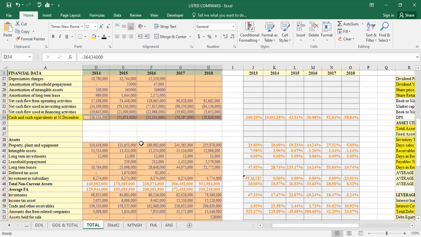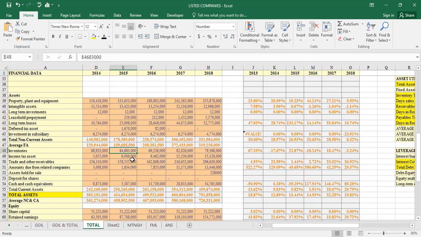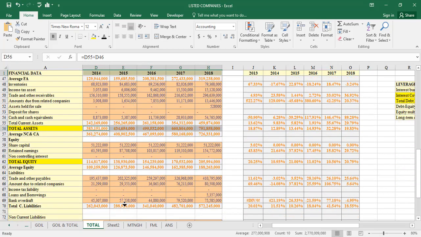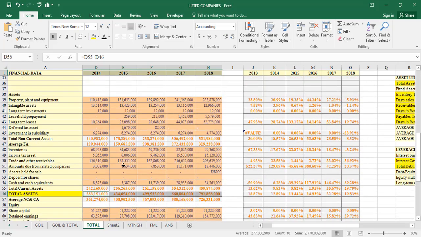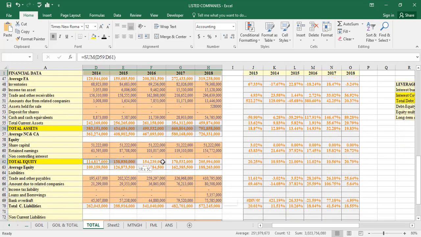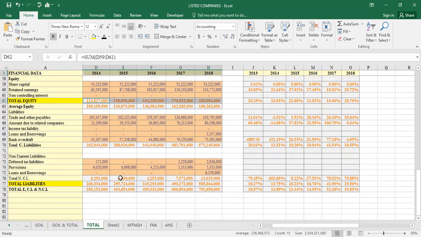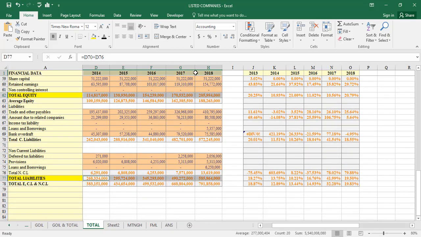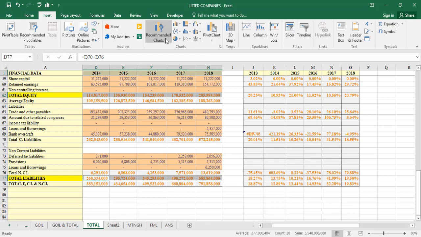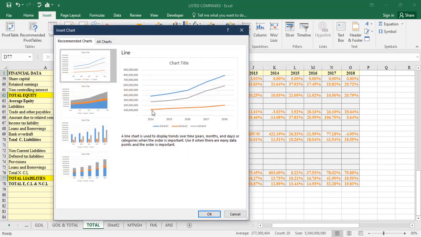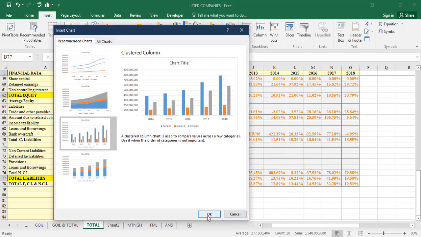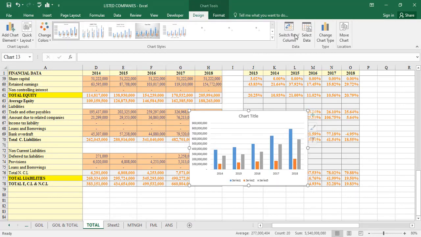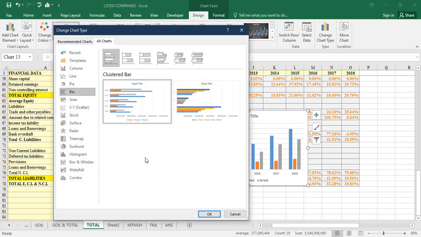Now let's look at the company's balance sheet or statement of financial position. You look at their assets, that is total assets. You look at the total liabilities. We look at total equity. So this is the total equity, and then we have total liabilities. So let's insert our chart. Okay, so you go for this bar chart. You change it to a bar chart.